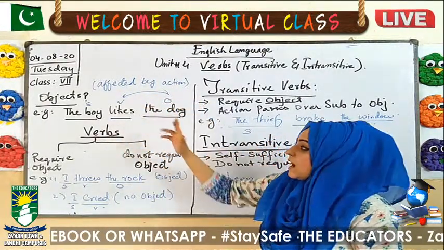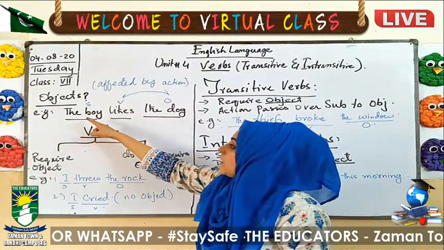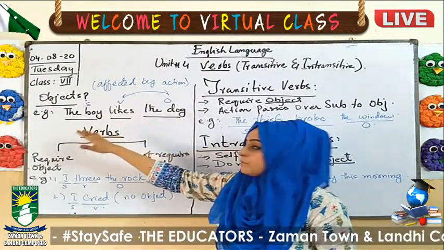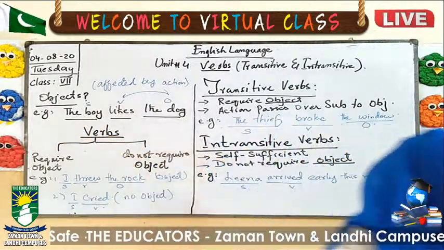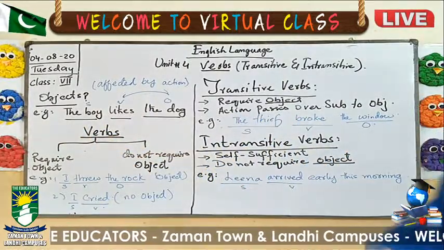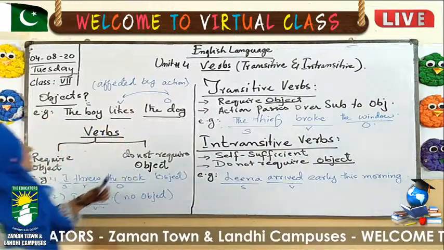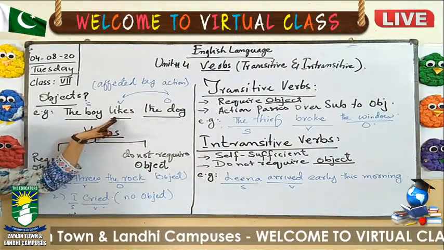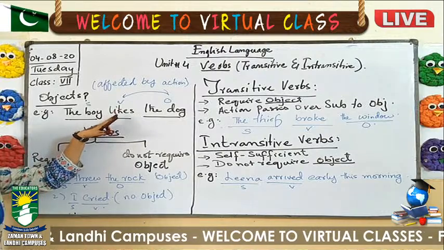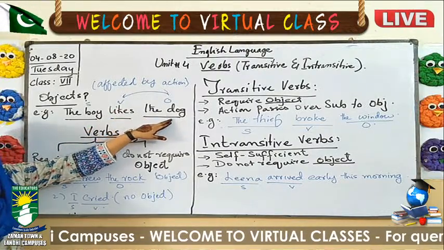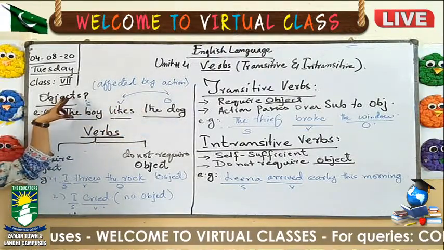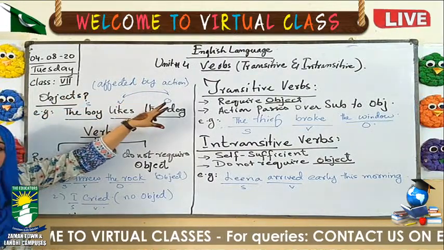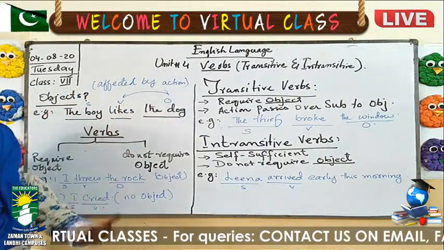For instance, I have written here an example, the boy likes the dog. What's the subject here? The boy likes the dog. The boy, subject, verb, likes, and the object, the dog. Okay. And what we have learned, objects are those words in the sentence which are affected by the action. And actions are what? Your verbs.